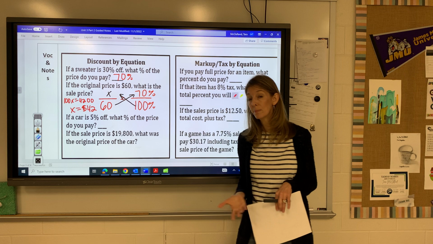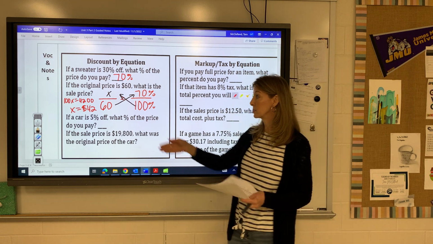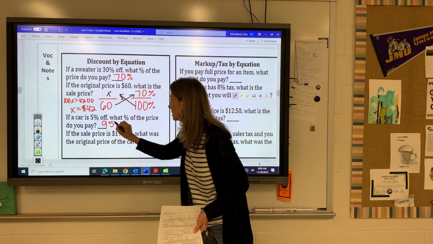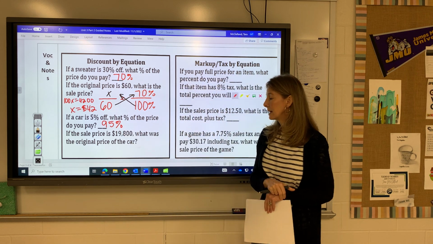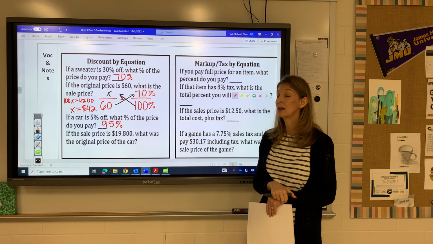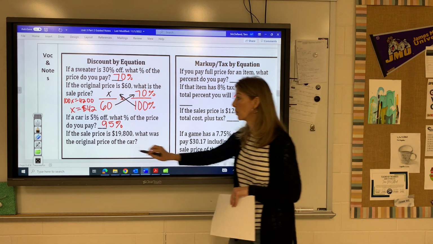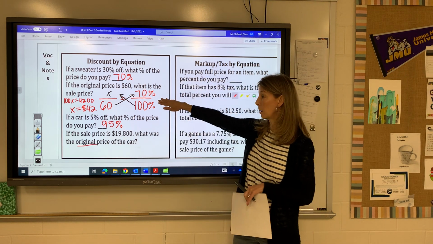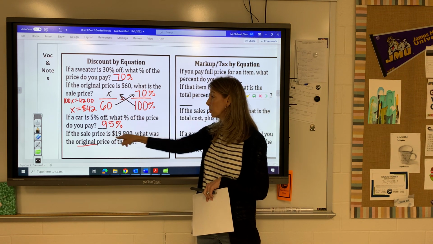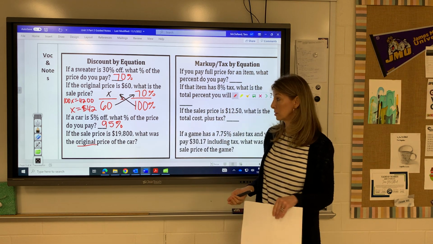If a car is 5% off, what percent of the price do you pay? So you're not paying 100% because you're getting 5% off. What percent do you pay? 95%. If the sale price is $19,800, what was the original price of the car? So this one's a little bit different. Here, we don't know the full original price. Like in the last problem, we knew the full price was $60 and we were looking for the sale price. Here, we know the sale price is $19,800 and we're trying to find the original price.